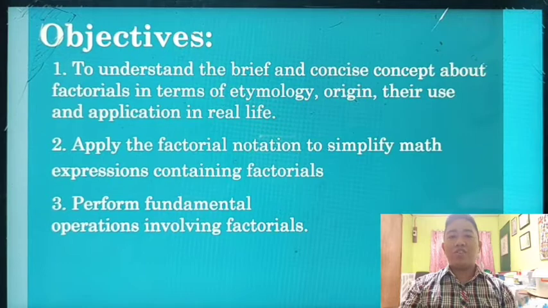So my dear friends, students, and learners, are you ready to listen to today's topic? So let's start.